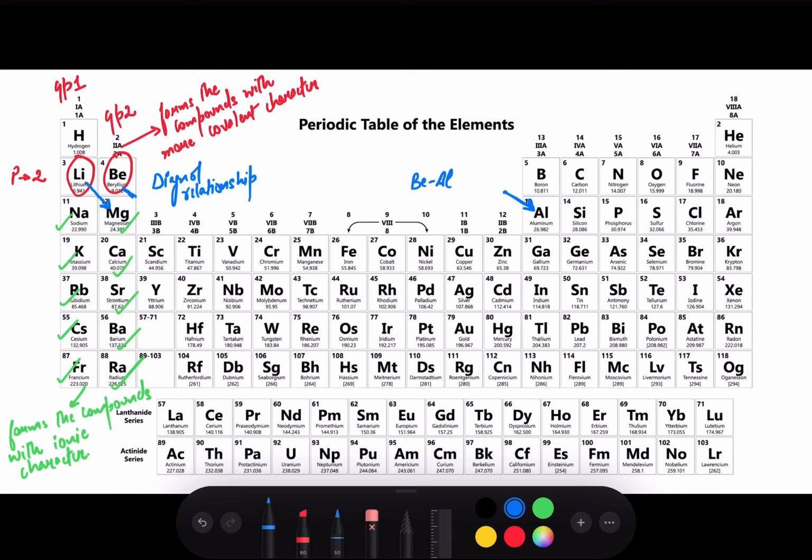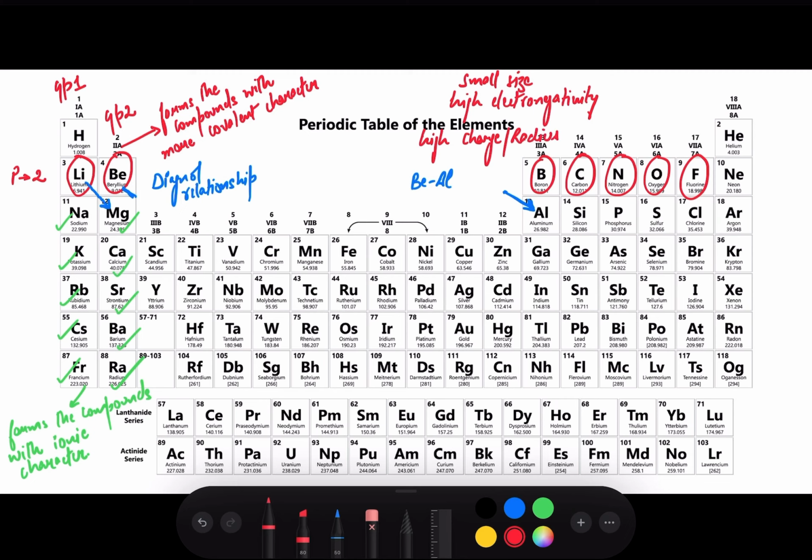So now let's talk about the members of period number 2 in case of group number 13 to 17. That's boron, carbon, nitrogen, oxygen and then fluorine. The reason for the difference in properties in case of boron to fluorine in group number 13 to 17 is mainly the small size of the members of period number 2 in each group, the very high electronegativity and high charge to radius ratio.